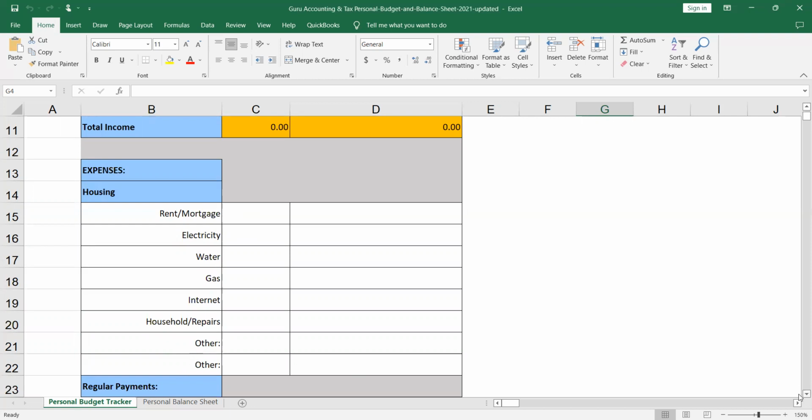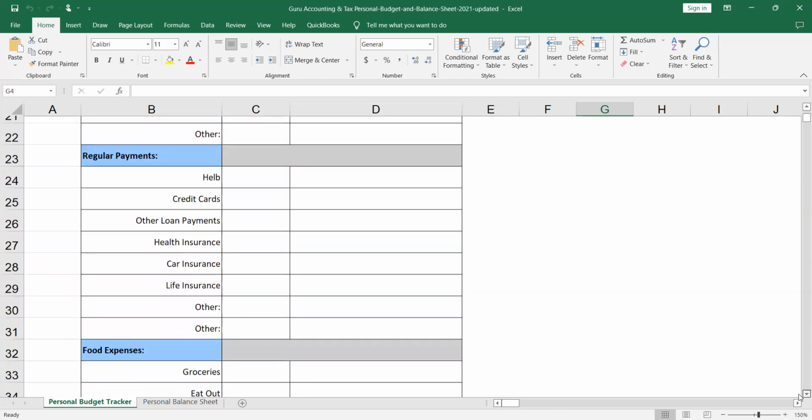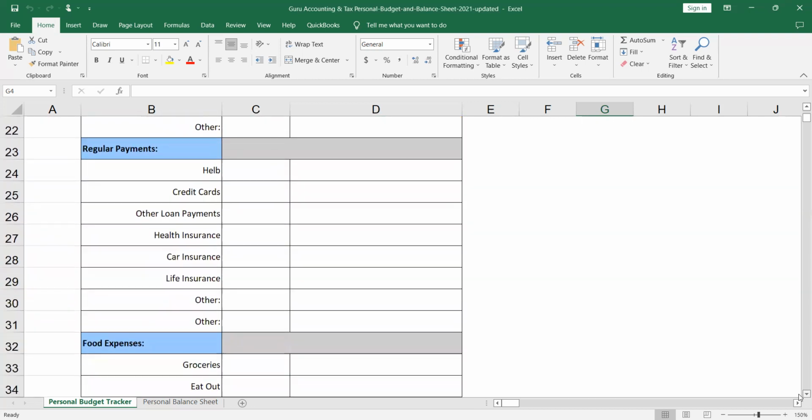Then we'll go to regular payment. Under regular payment, we can talk about HELB, credit cards, other loan payments, health insurance, car insurance, life insurance, and any other thing that you pay on a regular basis. So if you have more than this, you can always add them down here.